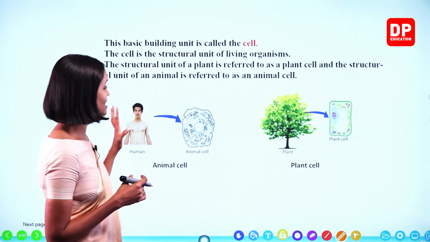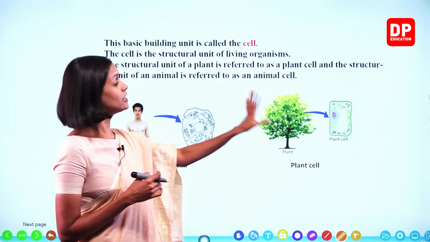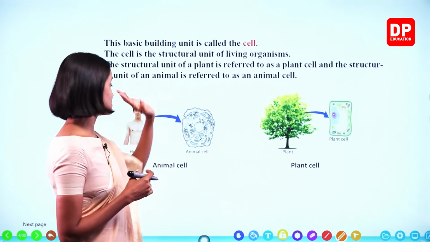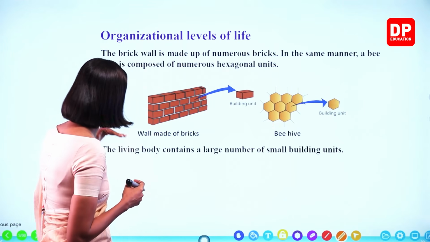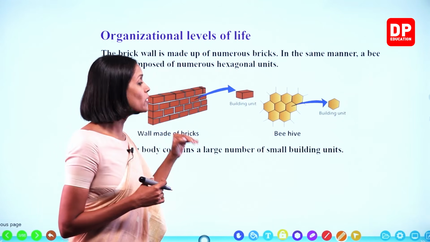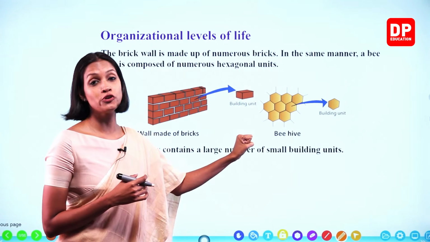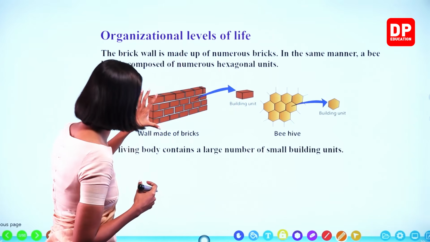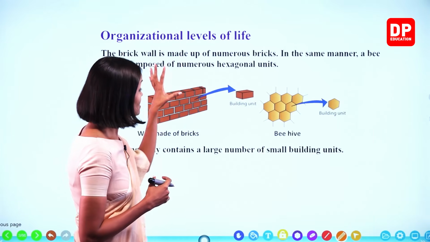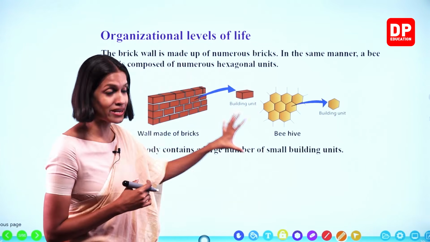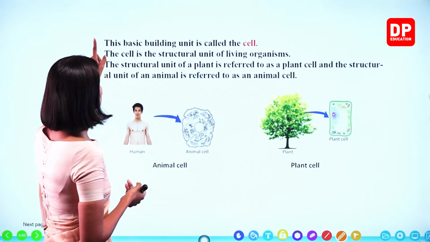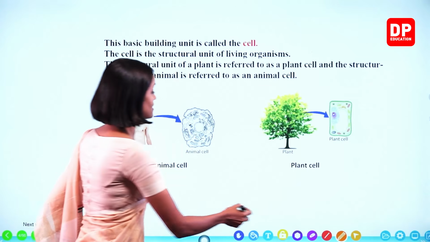Human is a type of animal, and here is given a plant body. Right? This basic building unit is called the cell. Here we learned the living body contains a large number of small building units. What is the name given to this building unit, children? Now here in the brick wall, the building unit is the brick. Right? So in the organism's body, what is the name given to this building unit, children? This basic building unit is called the cell.